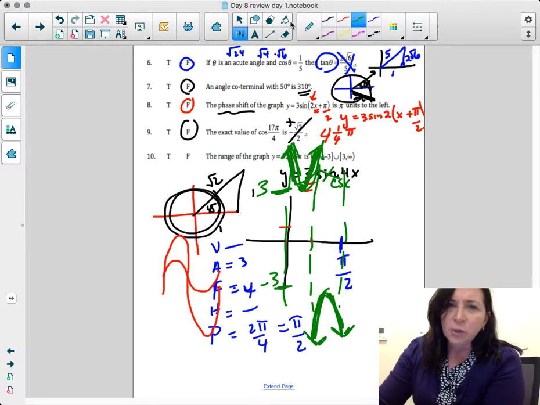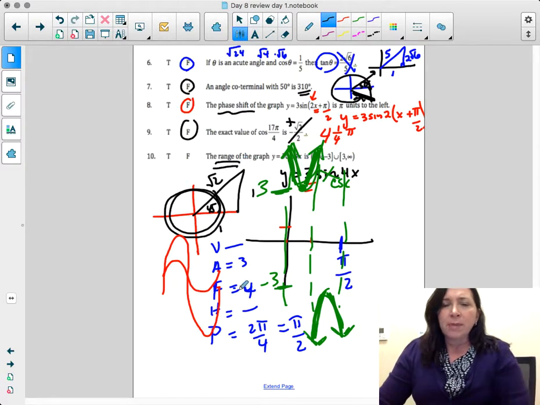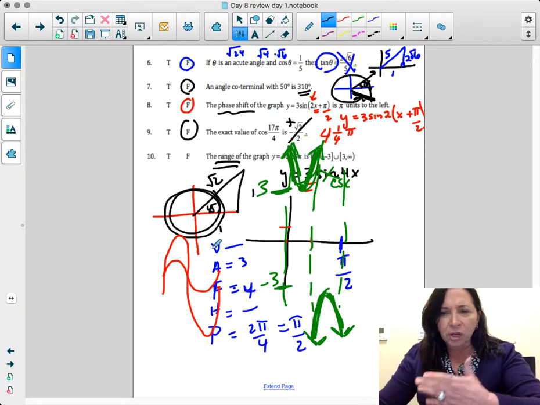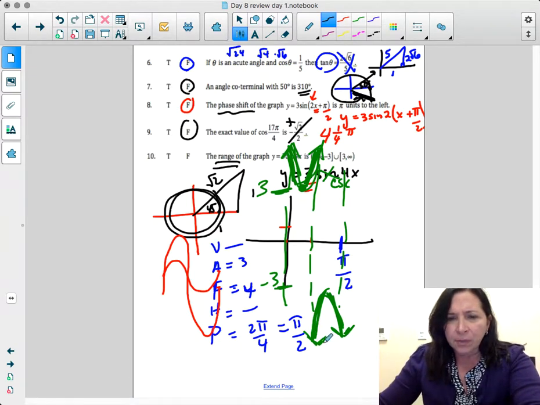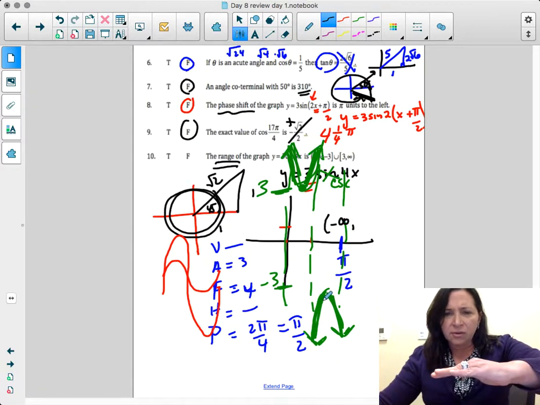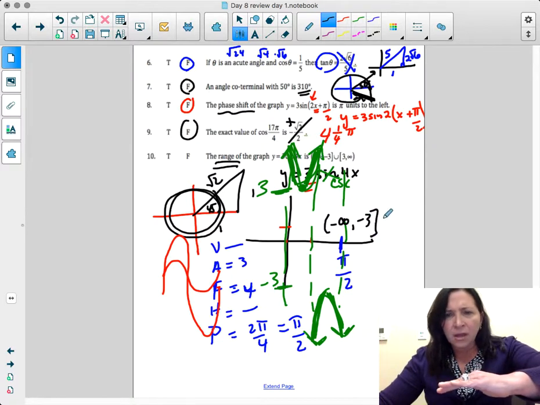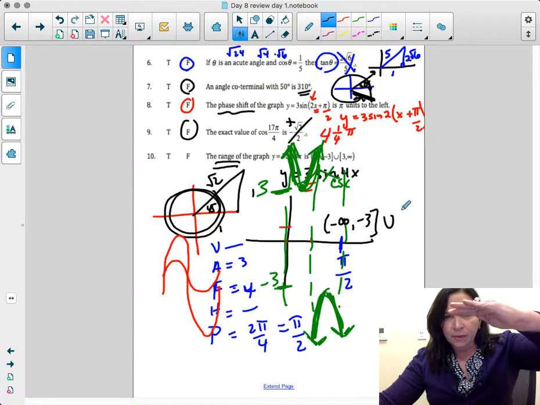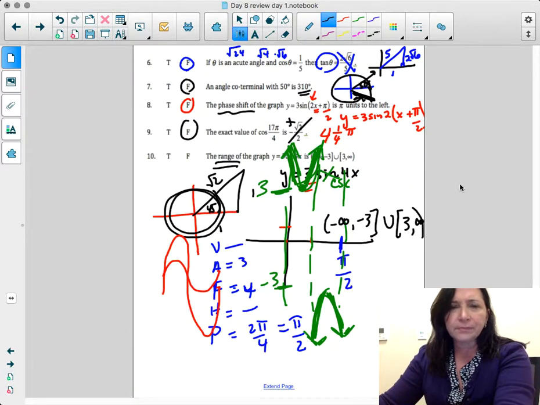Now, the actual question here is asking us, what's the range? So that's what it's asking me. What's the range of this graph? Now, remember, when you're finding the range, you're always going to go low to high, low to high. And so low would be -infinity to stop here. That's going to be -3, and it's including -3. Union going up 3, bracket 3 to infinity. Okay, and that's always a parenthesis on that end, okay?